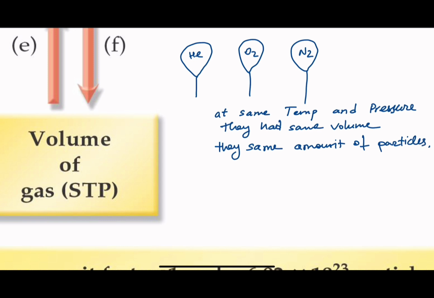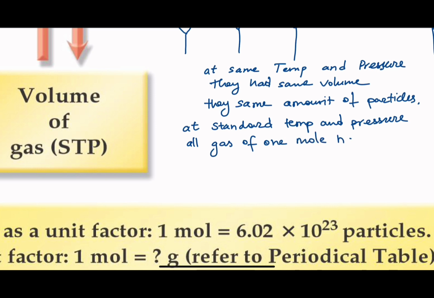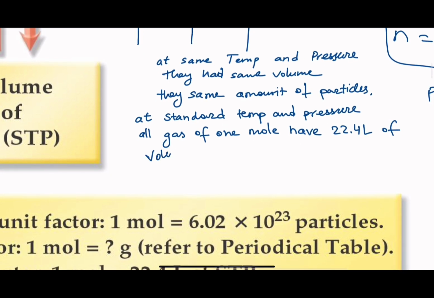So what he figured out is that at standard temperature and pressure, which I'm gonna tell you what those are, all gases of 1 mole have 22.4 liter of volume. So what does that mean?